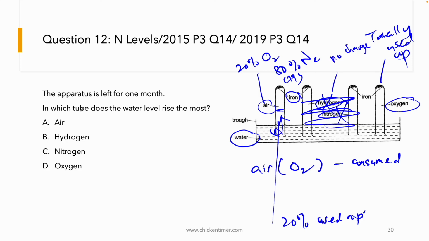Then they ask in which tube does the water level rise the most. That will be the oxygen tube, because the oxygen is completely used up. All the water will fill up the entire space in the test tube. Answer D.